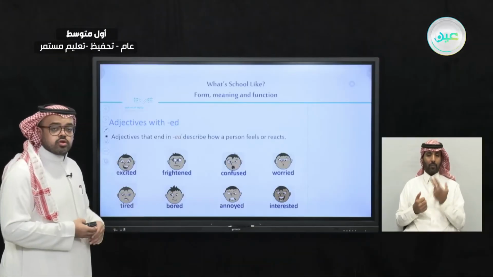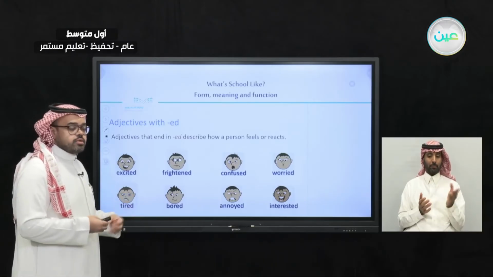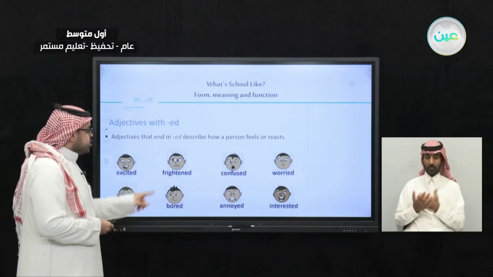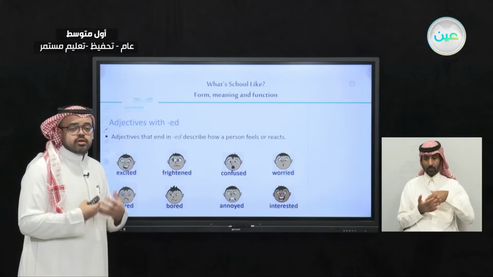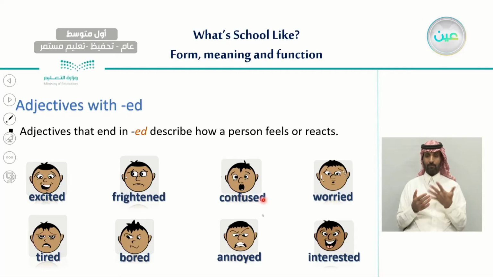So let's read those adjectives and see what each of these feelings means. The first one is excited. Usually a person is excited when he hears happy news. The second one is frightened. Frightened means he's scared of something that makes him feel insecure. And also confused. When a person is confused, he doesn't know what to do.